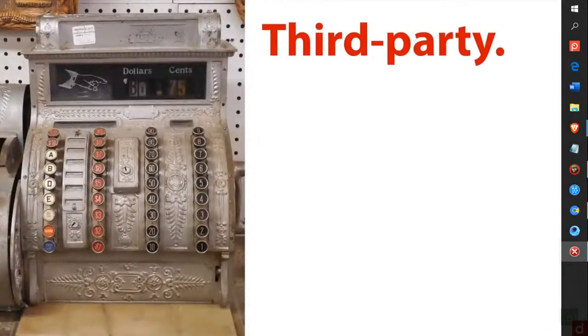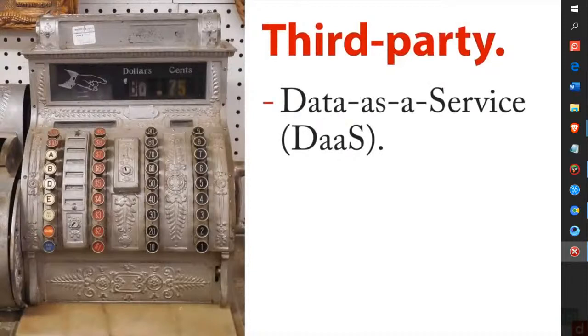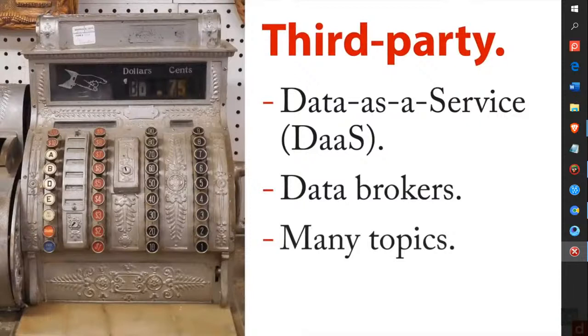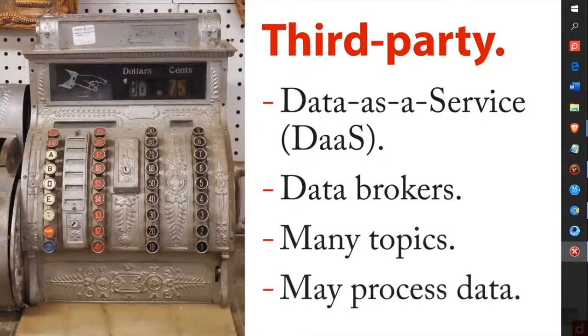Another option is to use data from a third party. These go by the name Data as a Service, or DAS. You can also call them data brokers. And the thing about data brokers is they can give you an enormous amount of data on many different topics. Plus, they can save you some time and effort by actually doing some of the processing for you.